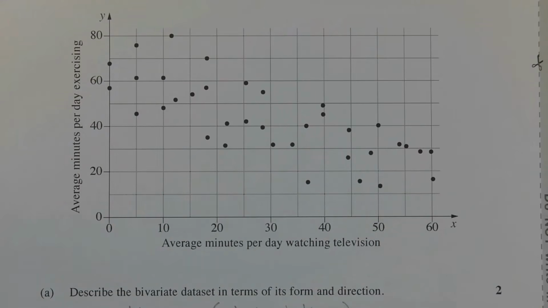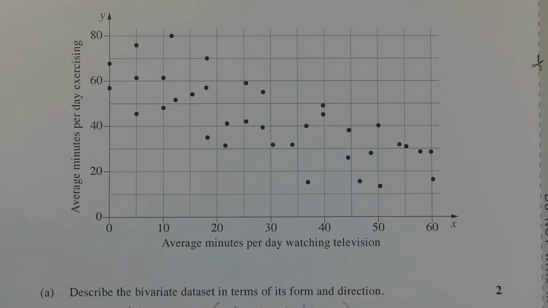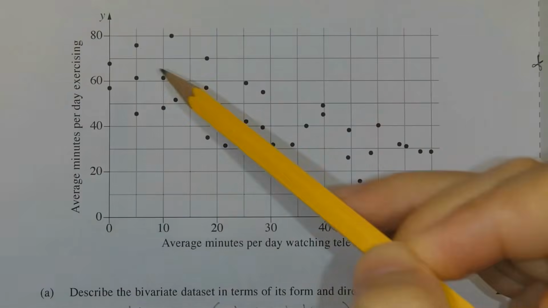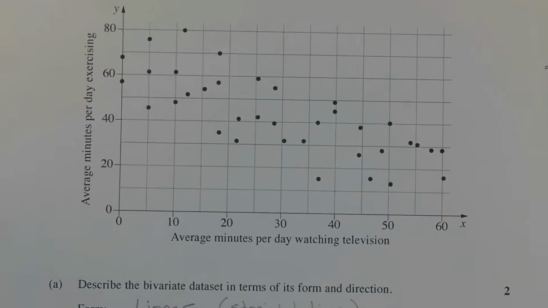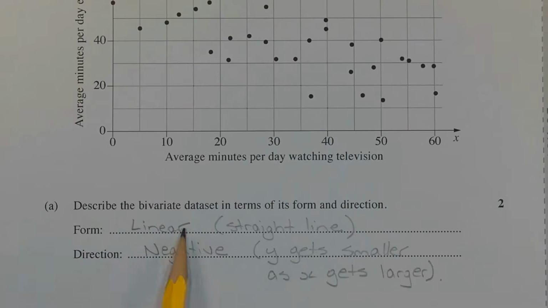Now, in terms of direction, as the x values are getting larger, the question is, are the y values getting larger, smaller, or neither? We can see that as the x values get larger, the general vertical position of the points gets smaller or gets closer to the x-axis. So if we were to visualize a straight line, it will have a negative gradient. So the direction is negative, and I've stated the answers here. The form is linear or straight line, and direction is negative. Y gets smaller as x gets larger.